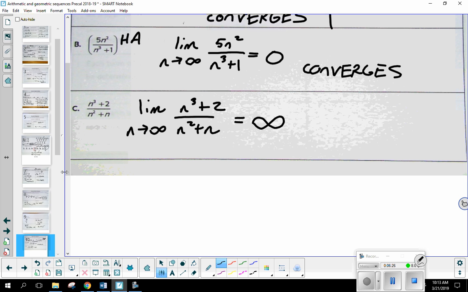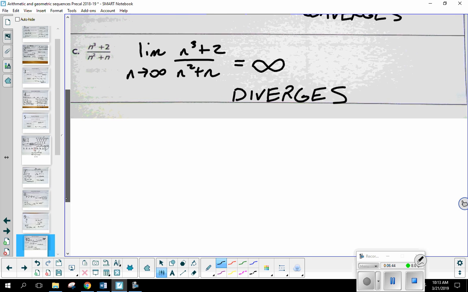Is it possible for the limit to approach negative infinity? Yeah. Now, in either case, whether it's positive or negative, what would I say here? It diverges. This does not approach a specific number. And there we go.